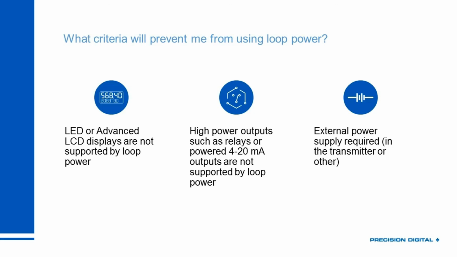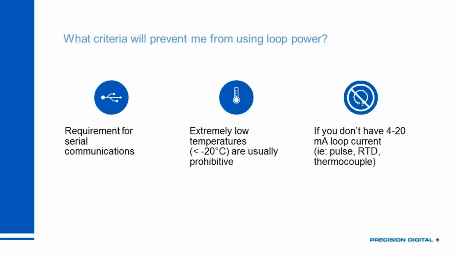If you have a requirement for serial communications like Modbus or Ethernet, then again, you don't have the power in LoopPower devices to run that, and you may find that it's more hassle than it's worth to try to shoehorn a LoopPower device into that application. You get an externally powered device, and it's going to be able to directly connect up to your RS-485 or your Ethernet line.